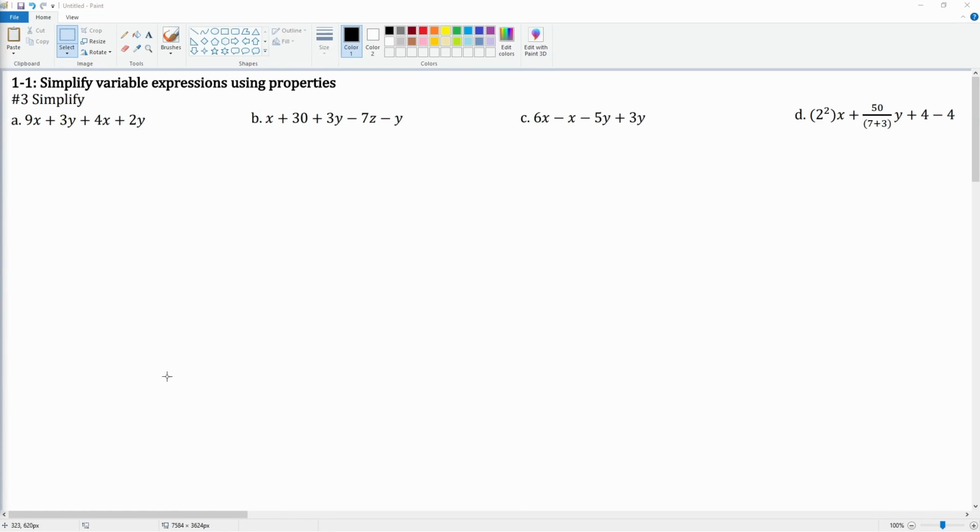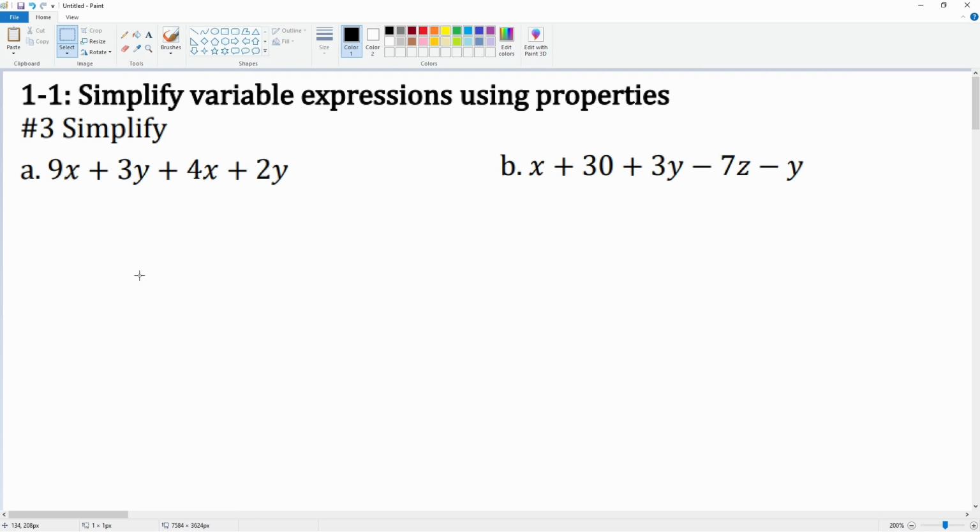1-1, simplify variable expressions using properties. Number 3, simplify. We have 4 problems. Let's look at A first. There are some like terms that we can combine.